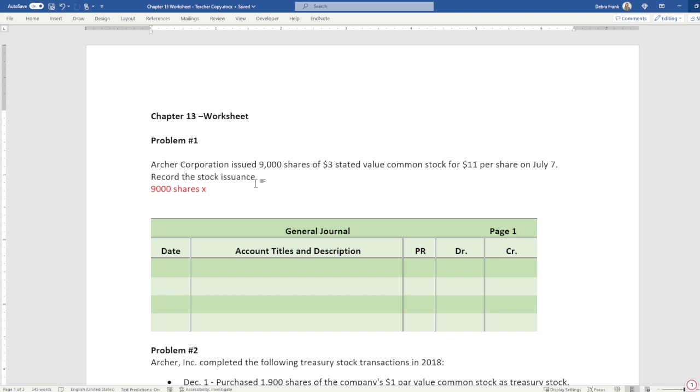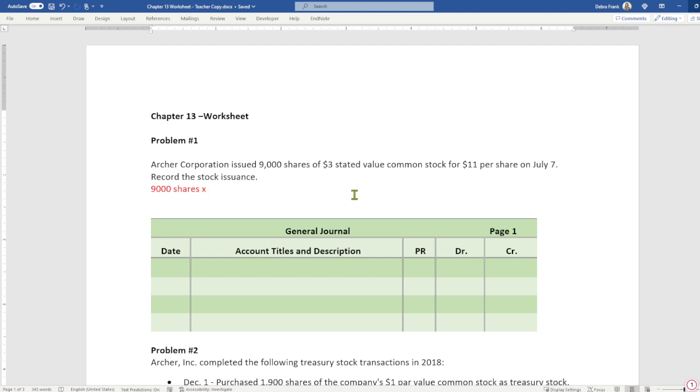So we'll have some paid in capital in excess of the stated value to calculate. That'll be our plug for the difference. And you'll see what we're doing shortly. So we have a little bit of math, easy math to do. The corporation issued 9,000 shares of $3 stated value of stock for $11 per share on July 7th. And they want you to record the stock issuance.